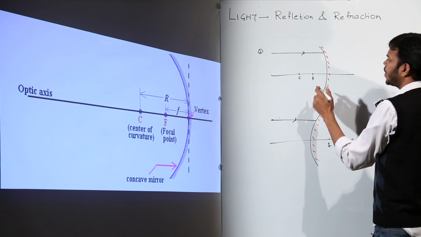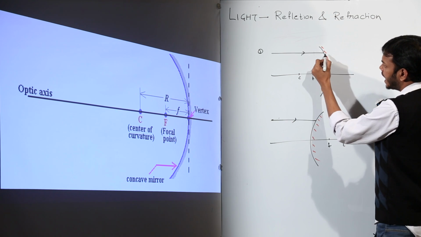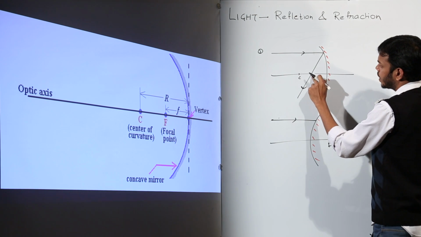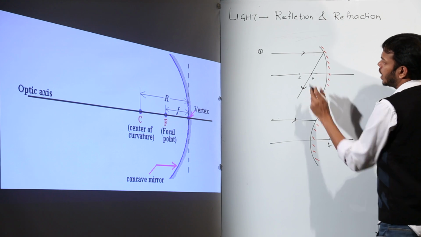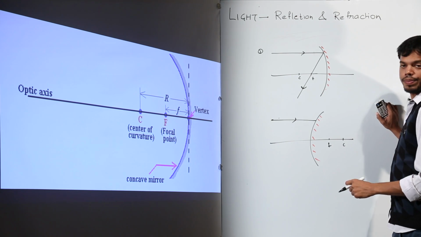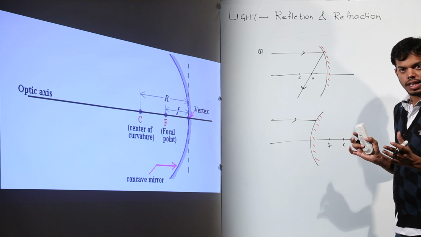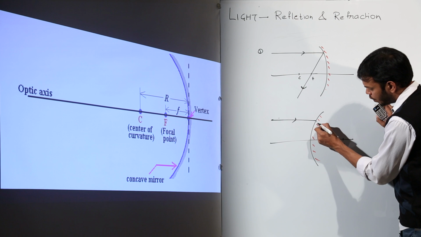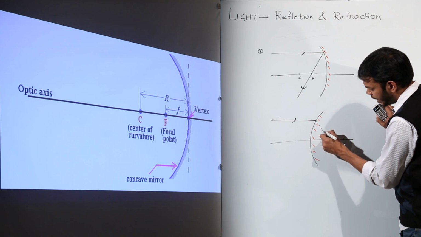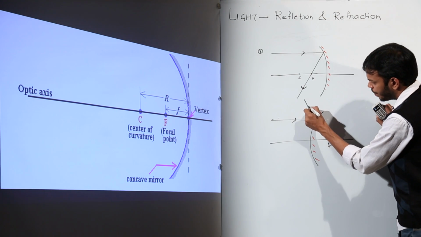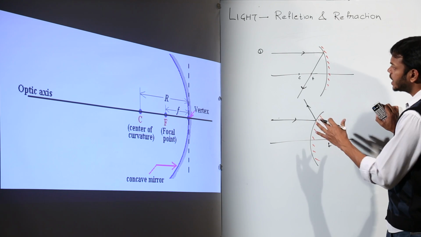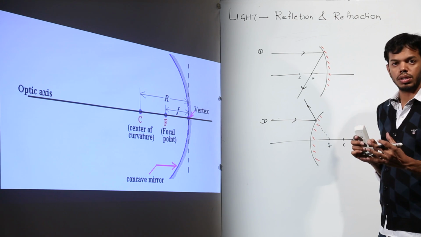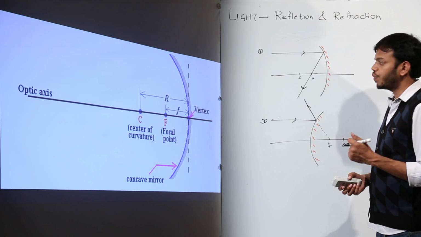Now this is a concave mirror, so it is going to reflect the ray like this, so the ray will easily pass through the focus, right? This would be the focus. But in case of this, the mirror is convex in nature, so it is going to reflect in that direction, but the reflection would be such that the ray would appear to be coming from the focus. So that is how reflection takes place in ray number 1. The ray which is parallel to the principal axis will always pass through the focus.